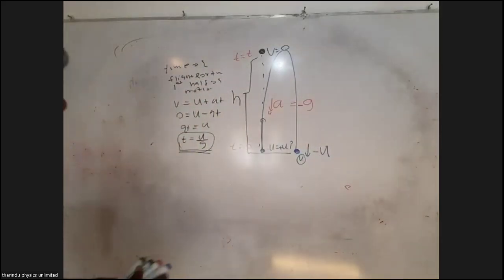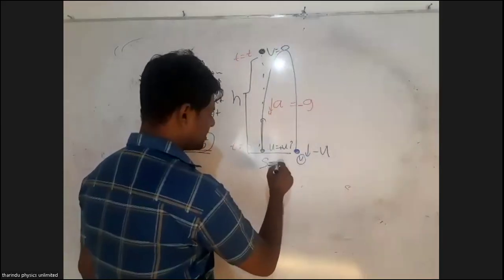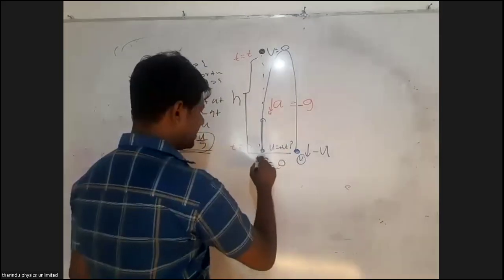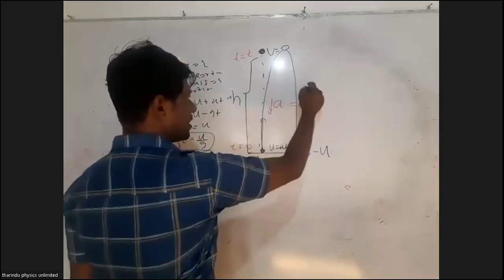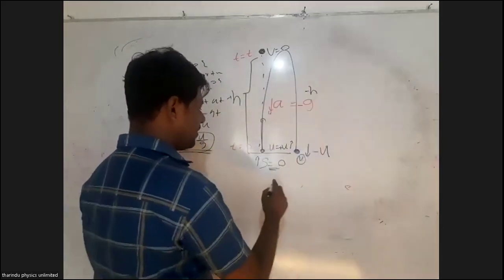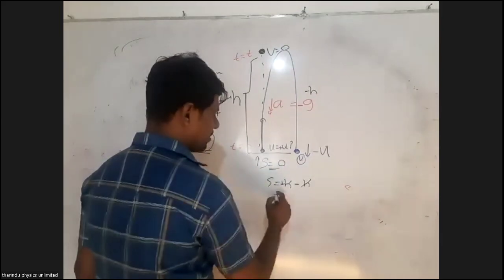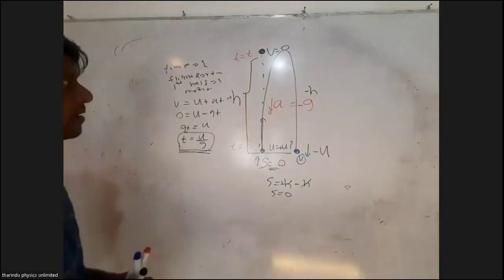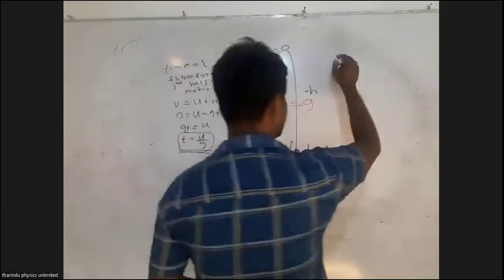How about the total displacement now? Total displacement is 0. Why? Total vertical displacement is 0. It goes up with a positive h and comes down with a negative h. When you add plus h and minus h, finally it is 0. Can you understand? Yes, sir.